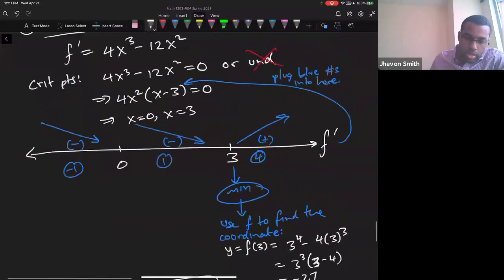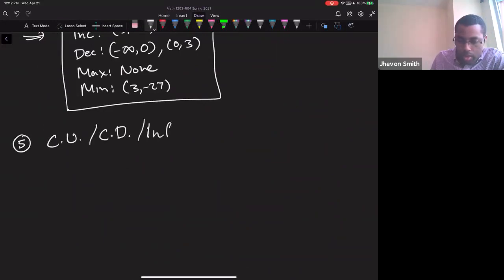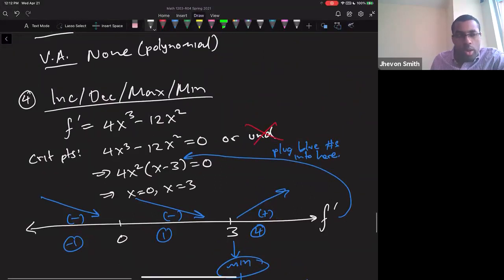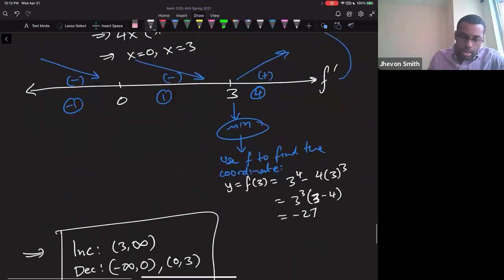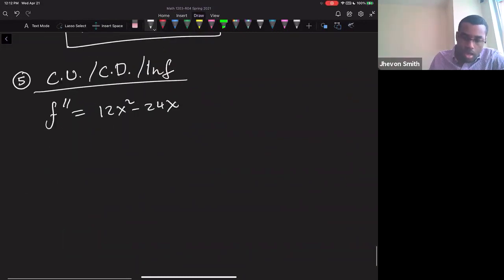Moving on to the next section, section 5. Here we're going to figure out concave up, concave down, inflection points. For that, we need the second derivative. Now, the first derivative was 4x cubed minus 12x squared. So the second derivative is going to be the derivative of that. So that's going to be 12x squared minus 24x.